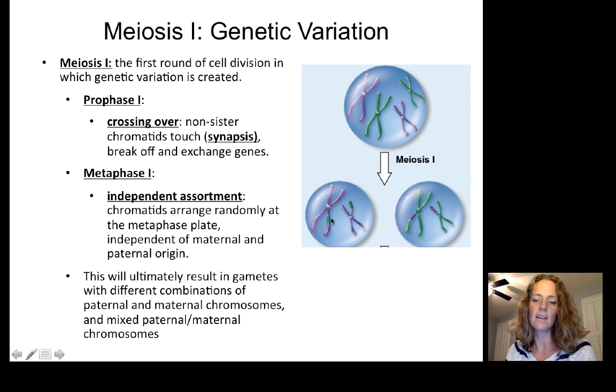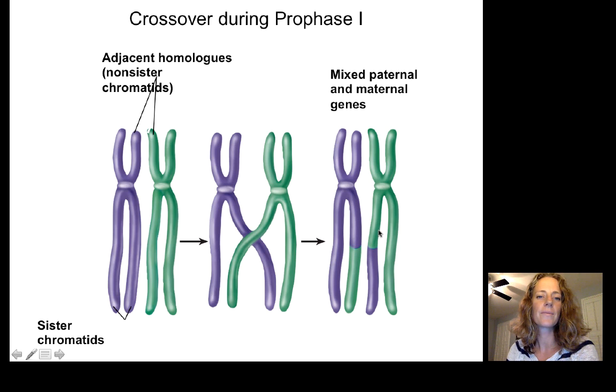So this mixing here is why you might have your dad's eyes and the rest of you looks like your mom, or you might have your mom's general body but your dad's nose, etc. Okay? So we have crossover that creates genetic variability through meiosis.